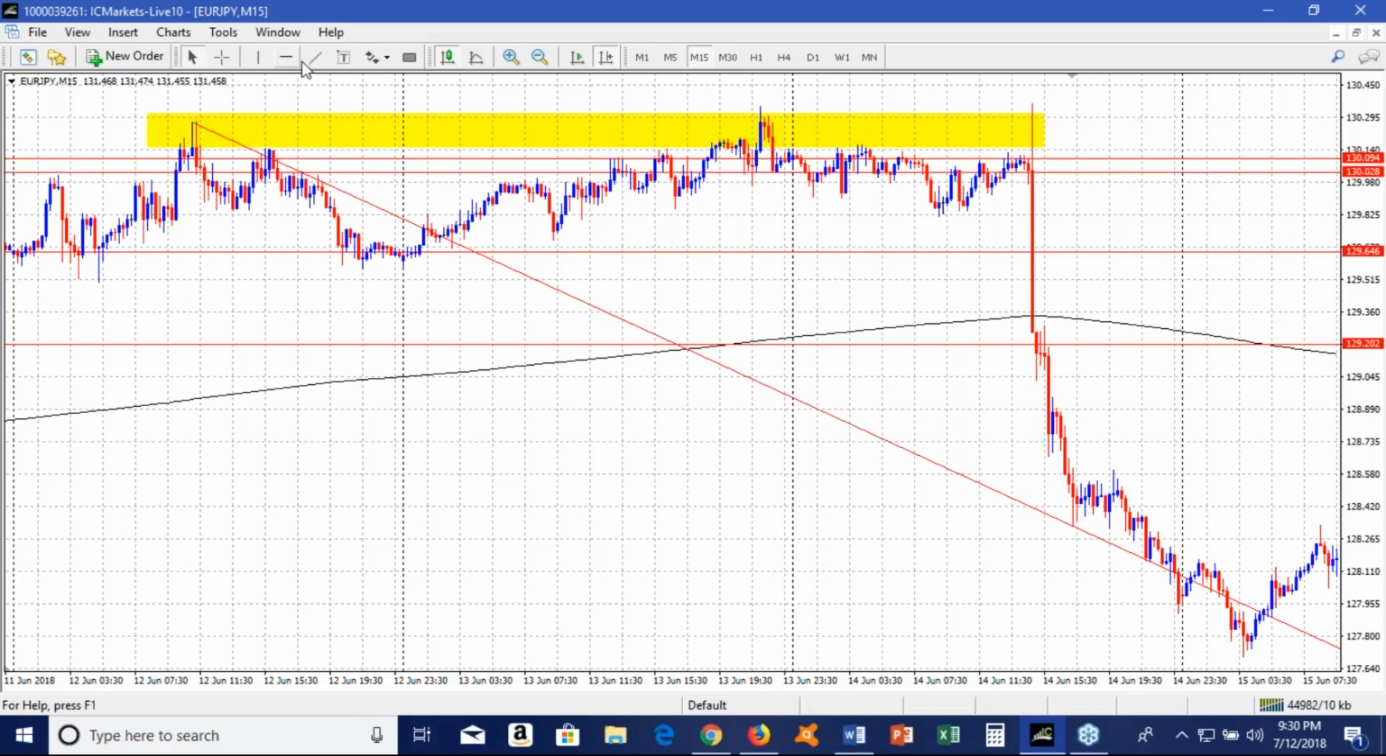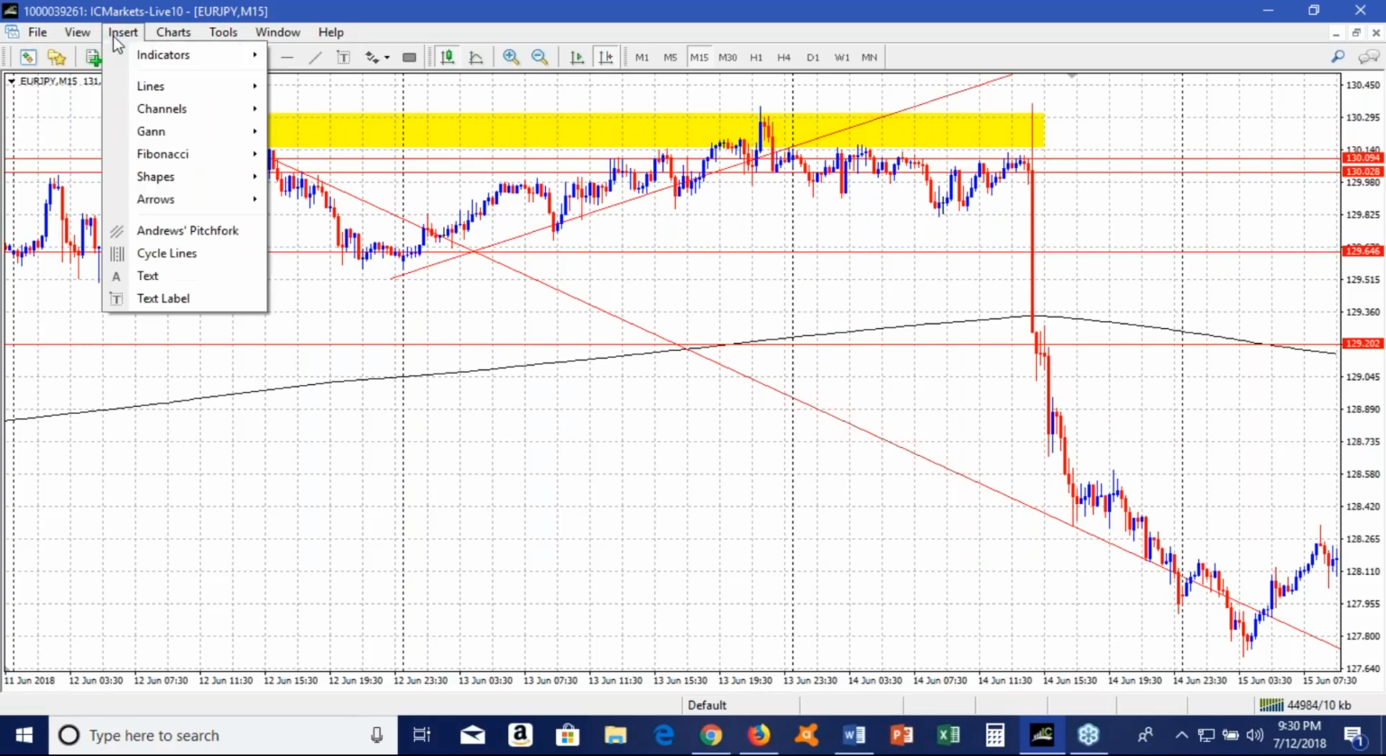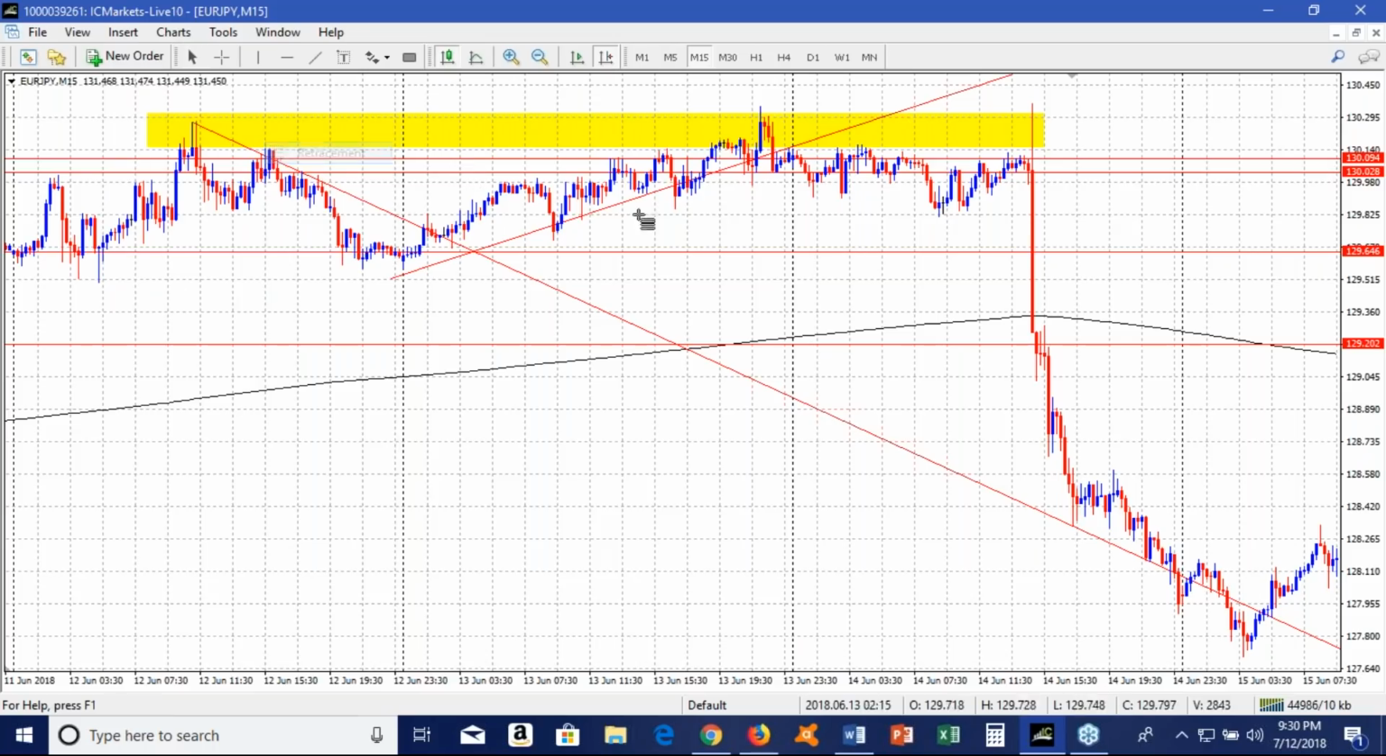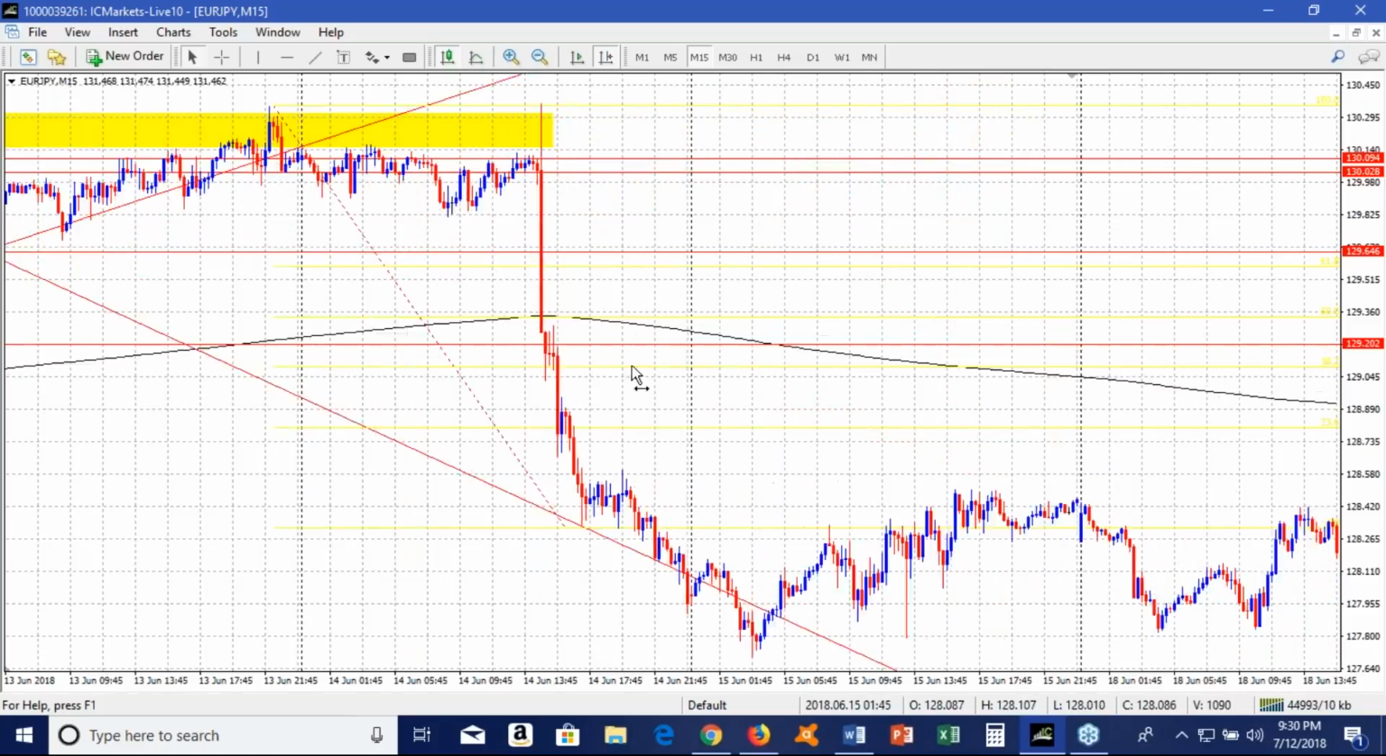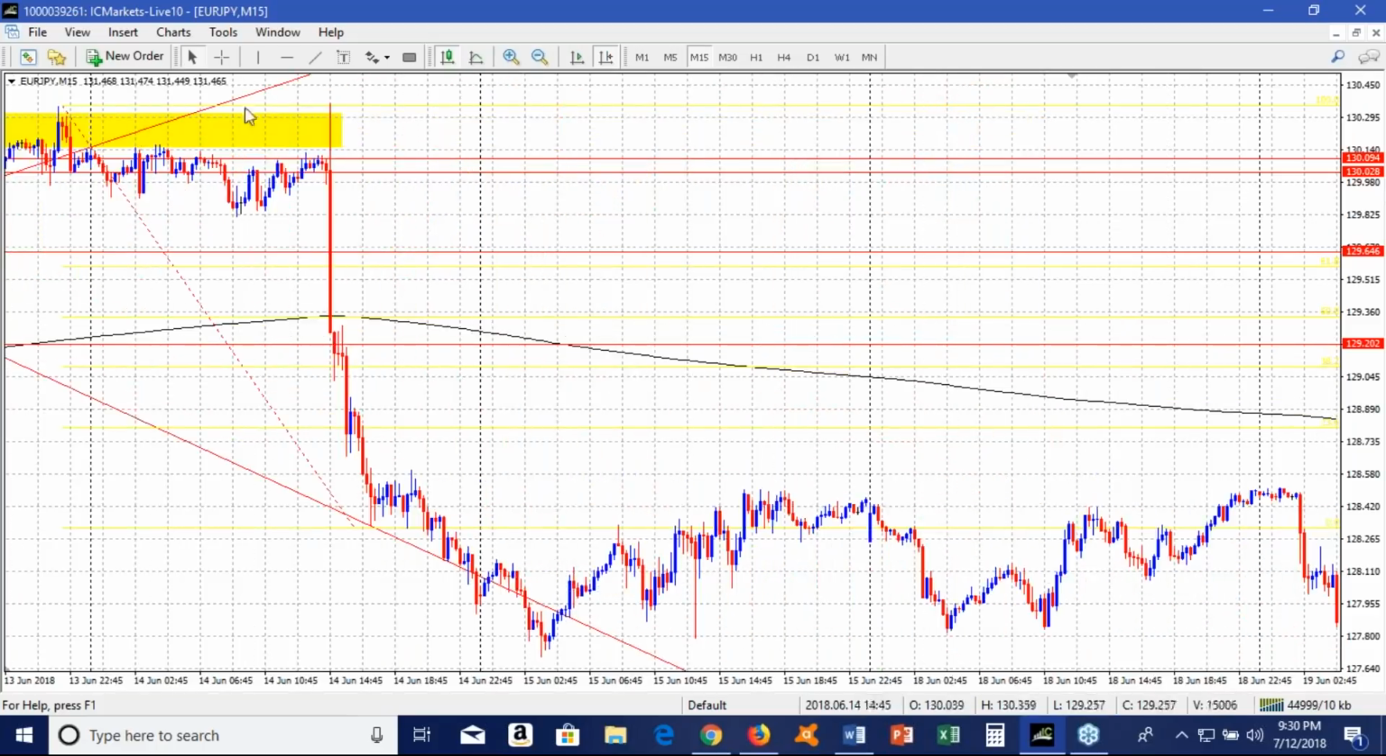I am drawing all of these lines, and it's all subjective. It's all how you see the market and how you view the market at that time. Exactly. Who is drawing this Fibonacci? I am. I am drawing all of these things.